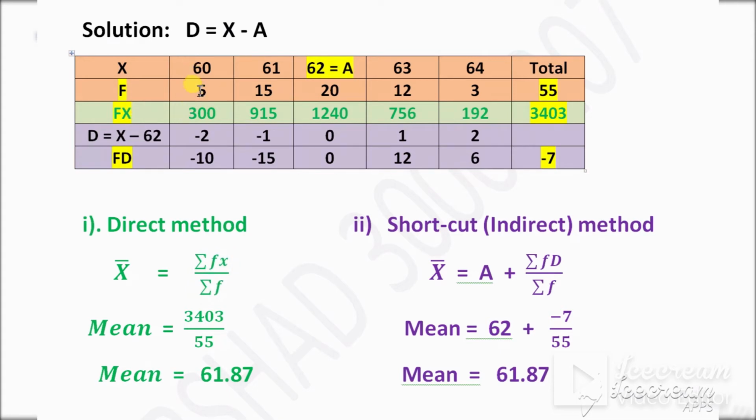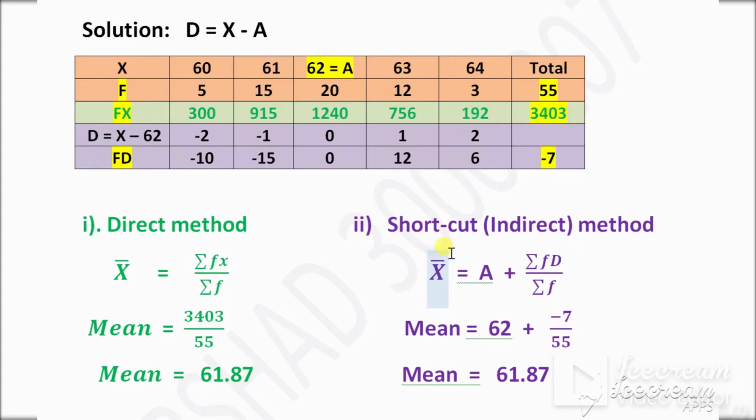So f and x, multiplying these two we get 300. 15 multiply 61 is 915. 20 multiply 62 is 1240. 12 multiply 63 is this number. 3 multiply 64 is this number. In this way we have to find summation fx. So these are the fx numbers. Now the summation, the total of fx, is 3403. 3403 divided by 55, we will get 61.7.